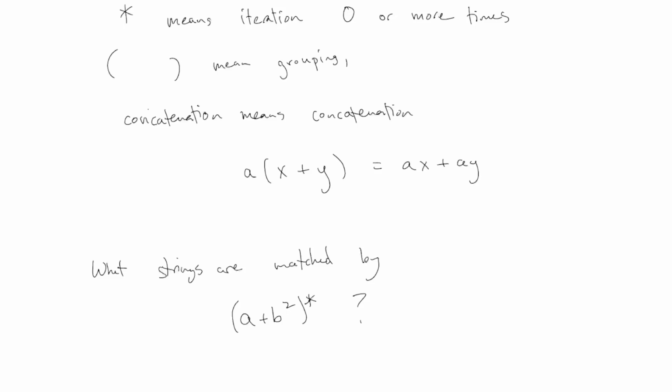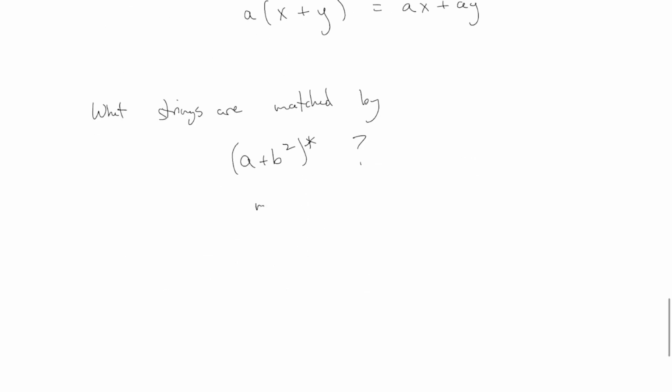All right. So what strings are matched by this? I would say it matches A, because that is if you're doing the star but you only run through once and you just pick A, right? Or it could match B squared. B squared, that is if you do the star once but you choose B squared. Or it could match something like A, B squared, A. That would be if you go through the star 3 times. The first time you choose the A, the next time you choose the B squared, then the third time you choose the A, and so on.